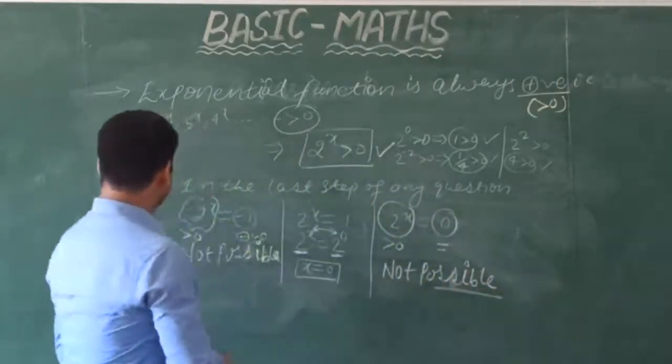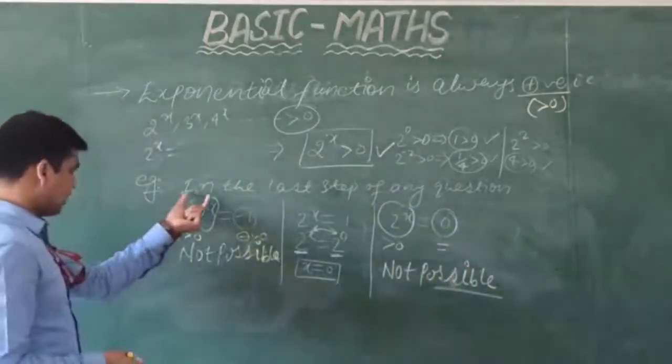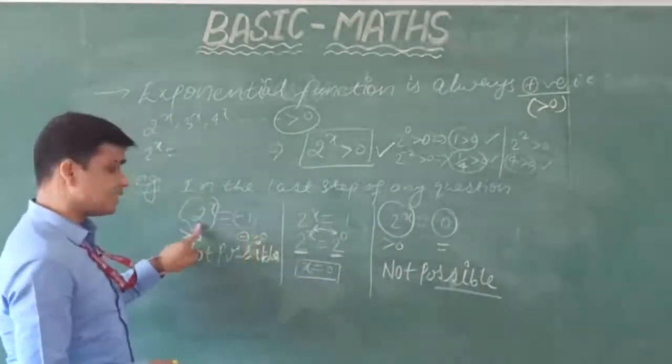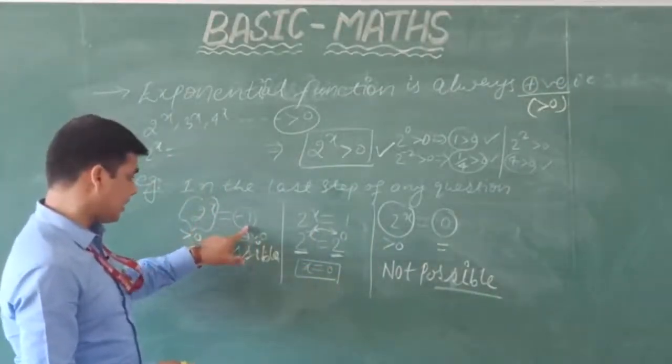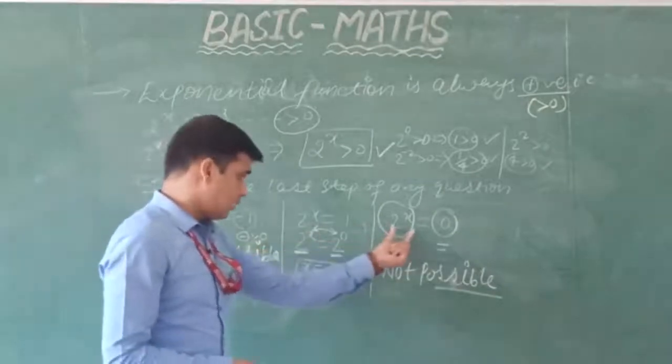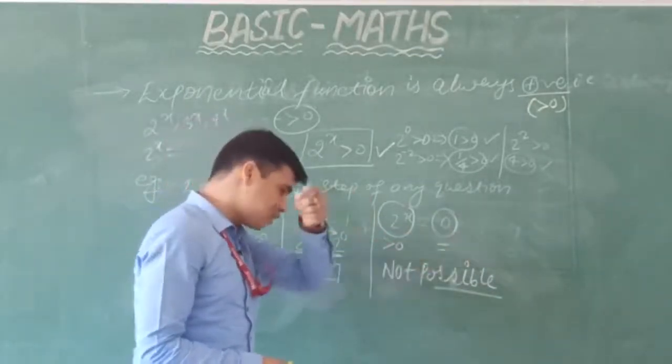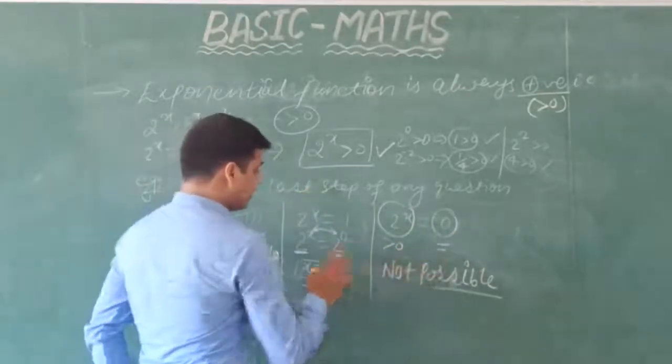Okay, in the same way, I hope you are getting this. What is the difference between this one and this one? LHS is positive, RHS is negative, not possible. Or here LHS is positive and RHS is only 0. Okay, so an equal value is given, so this is also not possible.